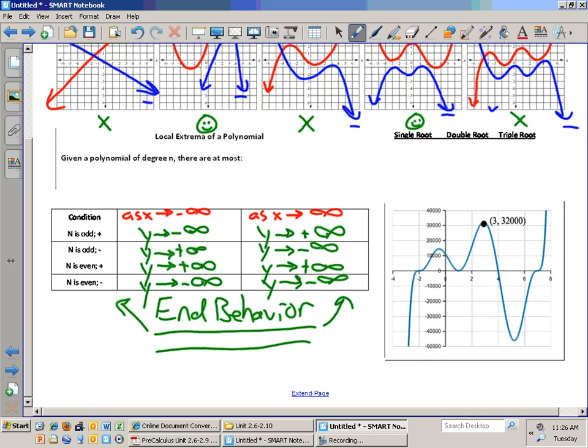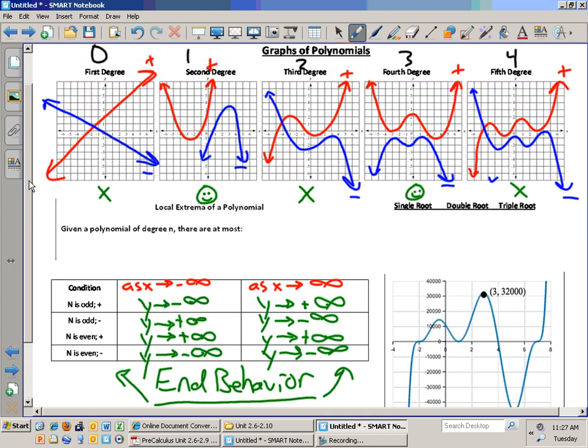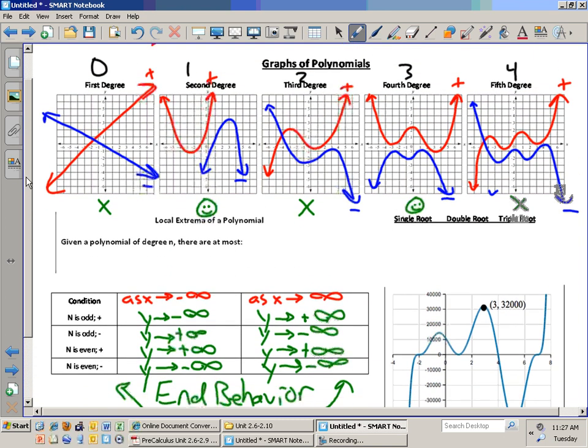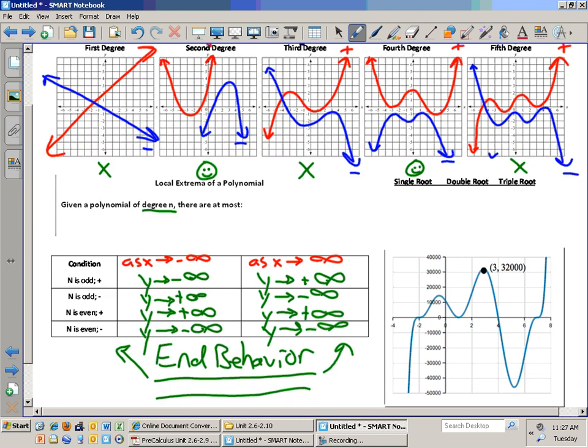And the last thing I want to do here is identify what we did before, which is talk about the local extrema. Again, if it's a first degree, it doesn't have any extrema. If it's second degree, it has 1. Third degree has 2. Fourth degree has 3. Fifth degree has 4. So, given a polynomial of degree n, there are at most n minus 1 local extrema. We'll call it min and max.